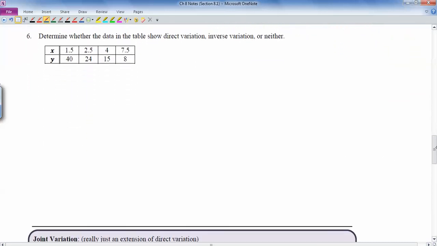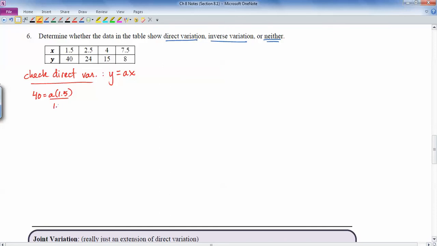Okay. In 6, we're trying to figure out, does this data fit direct variation, inverse variation, or neither of them? So let's just check direct first. The idea there is that the y's would have to fit some equation, y equals ax. So let's figure out what the a would be. If we pick the first data point, 40 equals a times 1.5, and we'll solve for a.